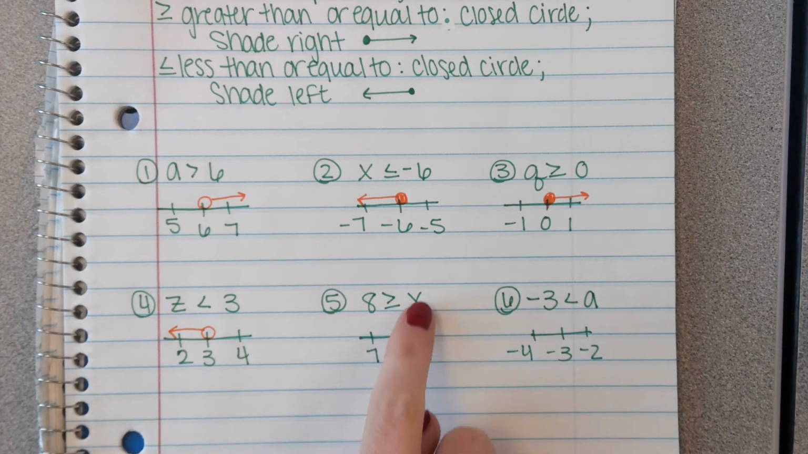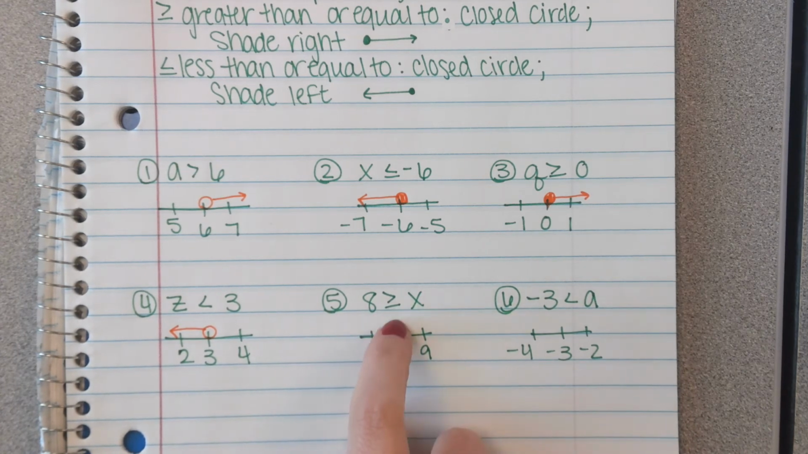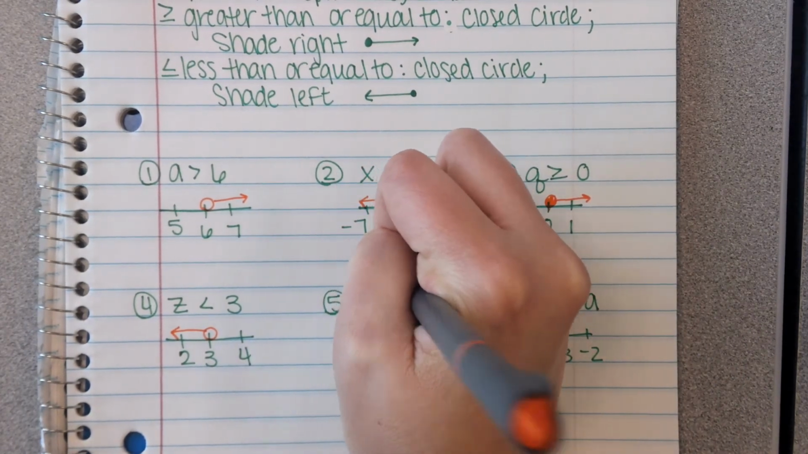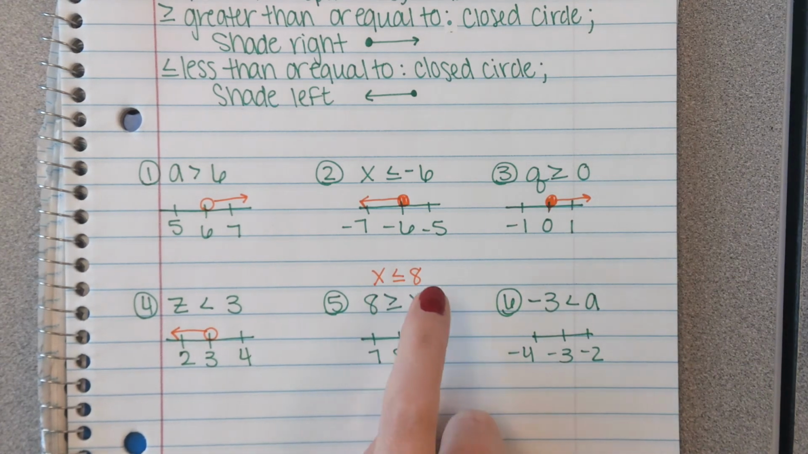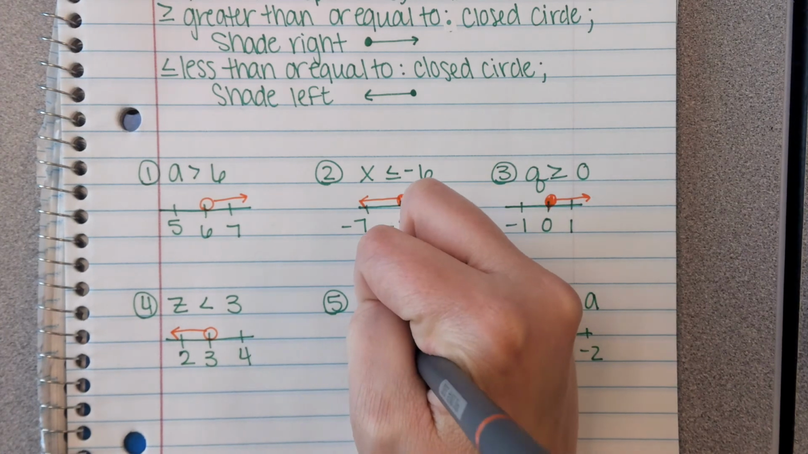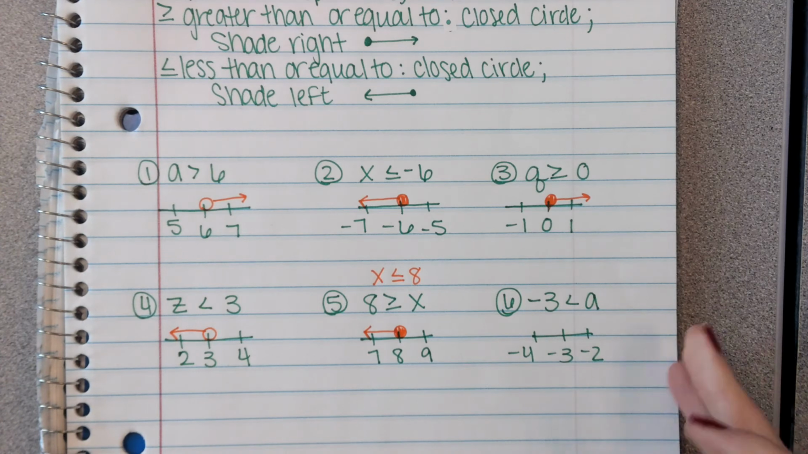Okay, number 5, this is not in the correct order. So if I just go based off what I see, if I put a circle at 8, it looks like greater than. Okay, but that's not really what it is. If we turn it around, X is really less than or equal to 8. So we need all the numbers smaller or equal to 8. So our circle goes on 8. It's got equal to, so we fill it in, and we're going to the left.